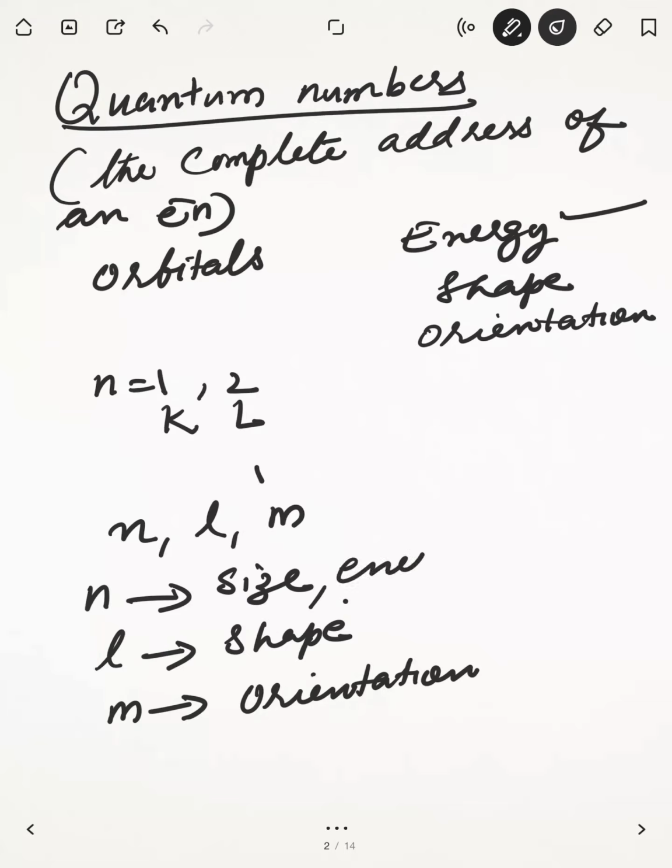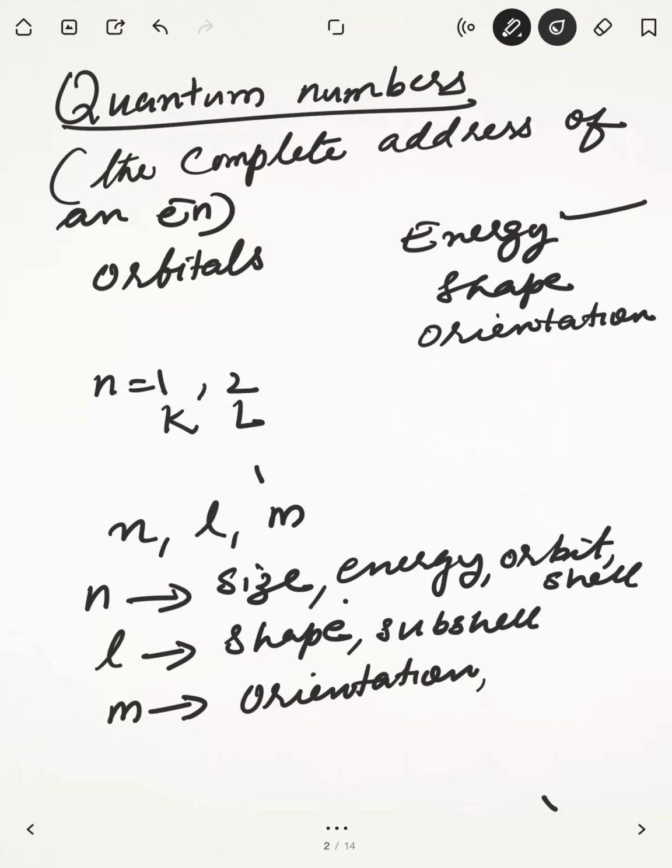Size means we can come to know its energy, orbit, or shell. Shape means in this shell n, what is the subshell? It gives the shape or it gives the subshell of this main shell. m gives the orientation that we will discuss afterwards. Each orbital is designated by these 3 quantum numbers.